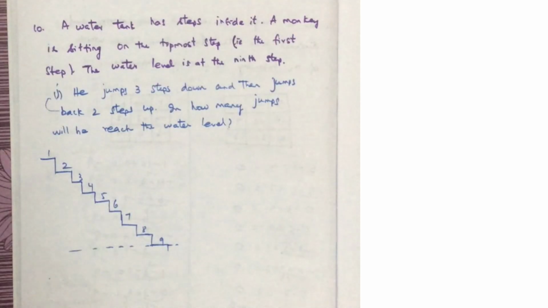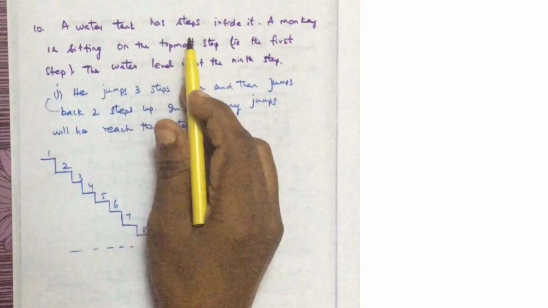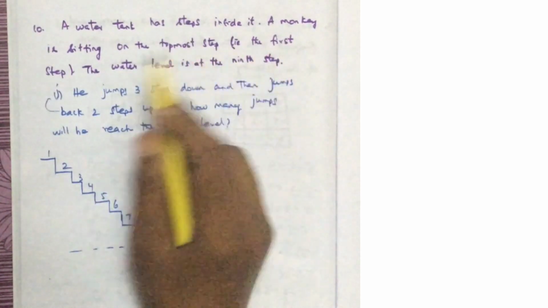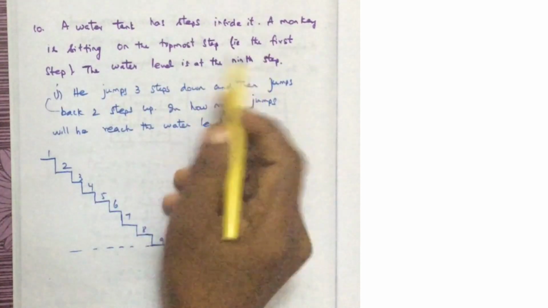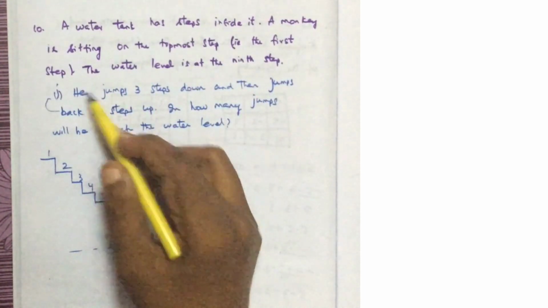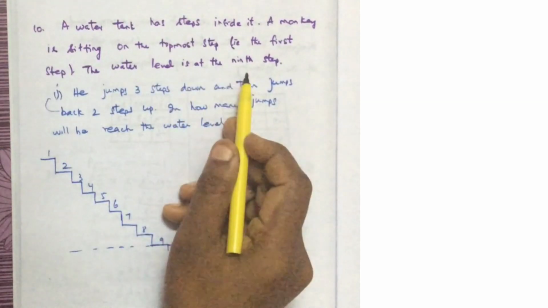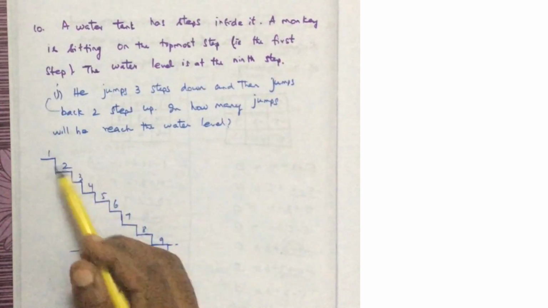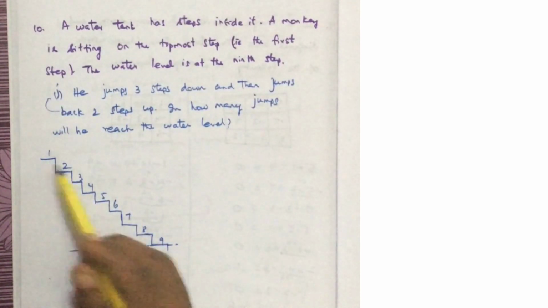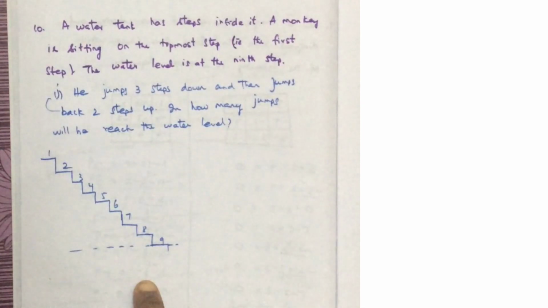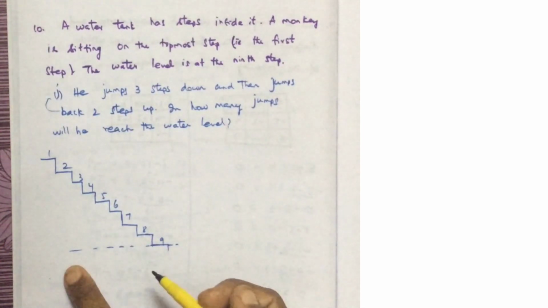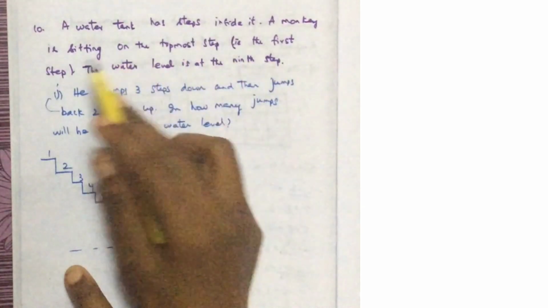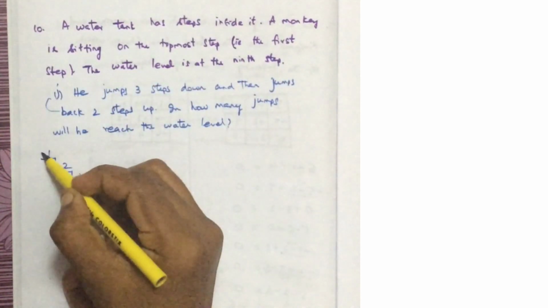The last problem is, a water tank has steps inside it. A monkey is sitting on the topmost step, that is the first step. The water level is at the 9th step. So these are the steps, and here is the first step, and here is the 9th step. This is the water level, and here you can see a monkey is sitting on the topmost step.